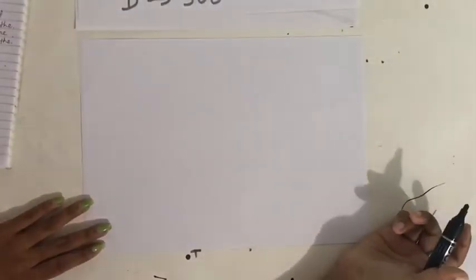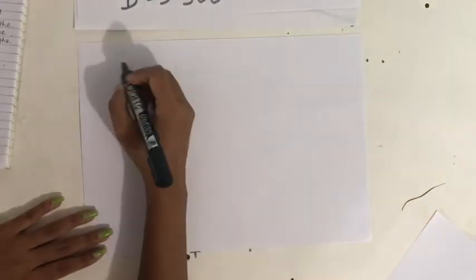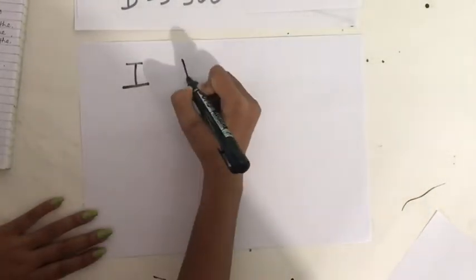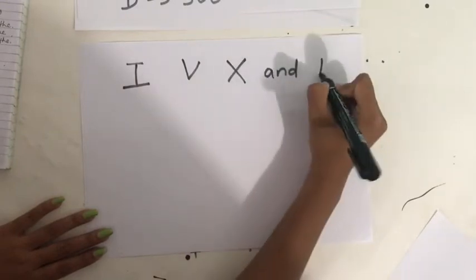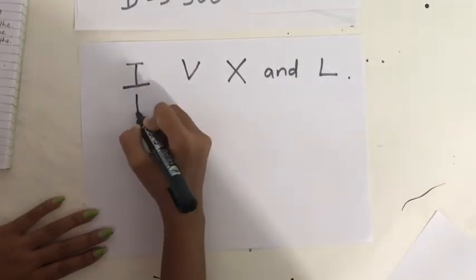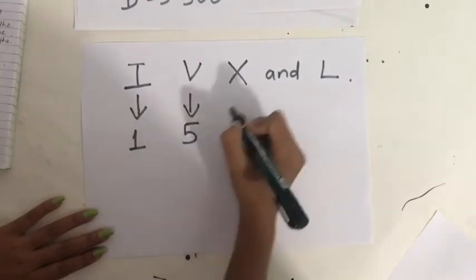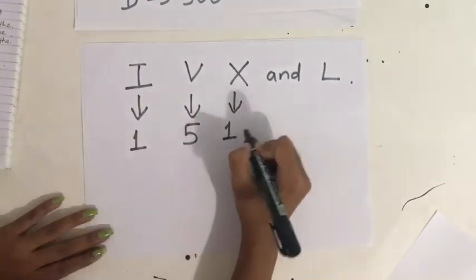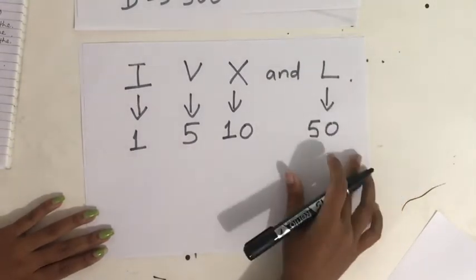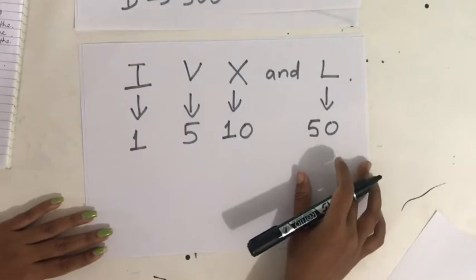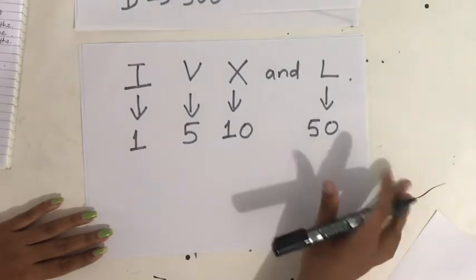In this class, we will know the Roman numbers using only 4 symbols, that is I, V, X and L. So as I have already told you, I represents 1, V represents 5, X represents 10 and L represents 50. So students, there are few rules to learn. Now let's learn the conversion rules of Roman numerals to Hindu-Arabic numerals.